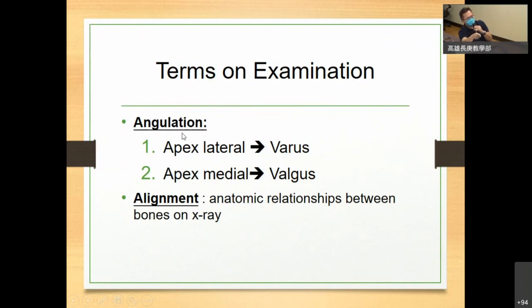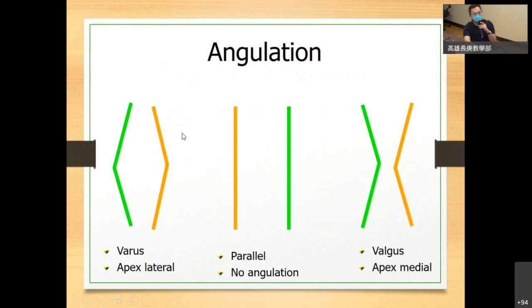Or if the two bones are not in the normal anatomical relationship, you can say these two bones are not in good alignment. So this is angulation. The picture shows the center one means parallel, no angulation. The left-hand side means angulation with the apex lateral, that means varus. This shows a varus. And the right-hand side is the apex medial, that means valgus. So this is the picture for angulation.